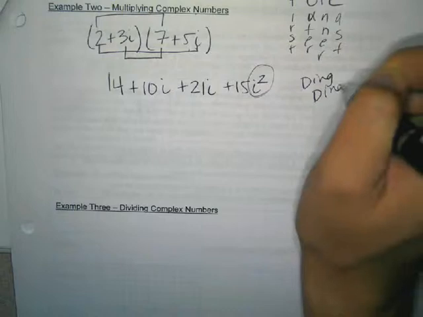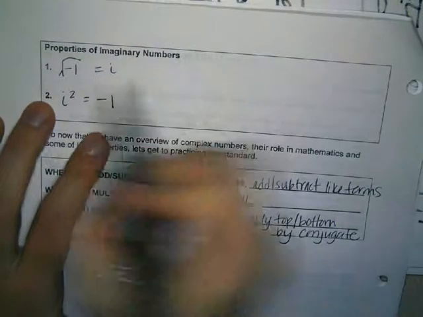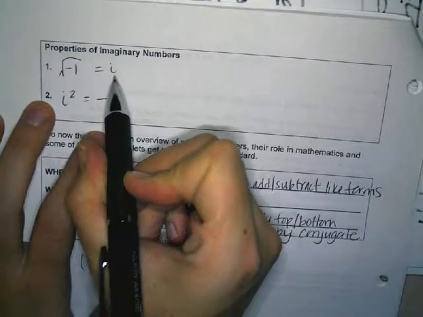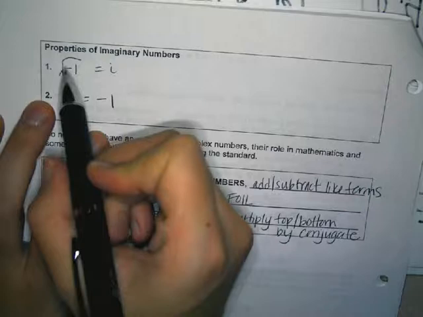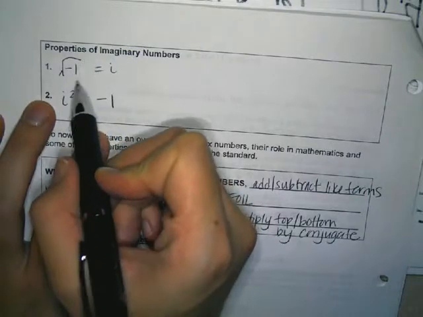And we should remember that i squared is equal to negative 1. Back here, we made this definition that whenever you see an i, what that really means is that it's the square root of negative 1. If we were to square that, it would cancel out the square root, just leaving you with negative 1.